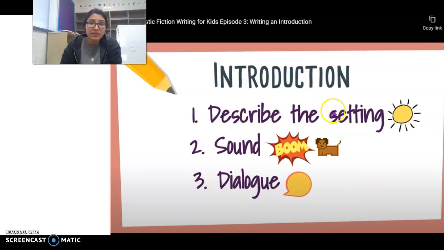The one I want us to focus with, since our stories aren't that long, there's just a few sentences, I think we should really focus on setting. So when we start our story, let's focus on starting it with a setting. So she's going to give an example, and we'll talk a little bit more about this afterwards.